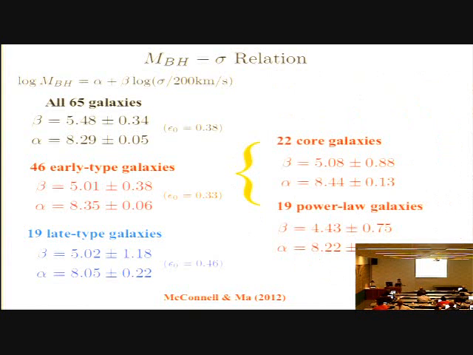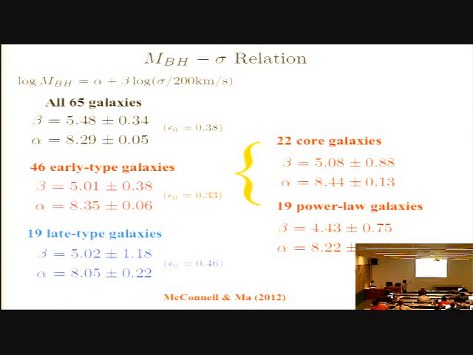One thing we try to do, the statistics are not very good, but we did attempt to break the 46 early types into whatever the core versus power law that I showed you earlier, based on the very inner light profile of these early type galaxies. And as I mentioned earlier, the core galaxies tended to be more luminous, more massive. Okay, so we were wondering if they have somewhat different fit.